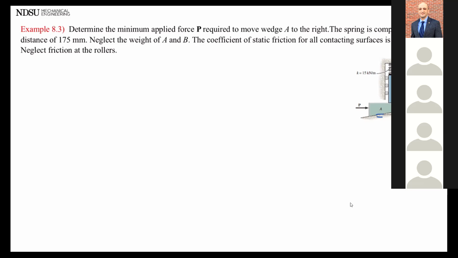So let's first just quickly talk about wedge. A wedge is used to transfer force, or translate force, into a much larger force. What else did we have in this class that had this characteristic, that was used to transfer force into a much larger force?